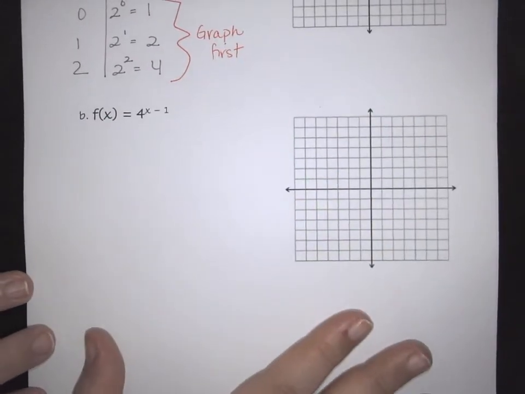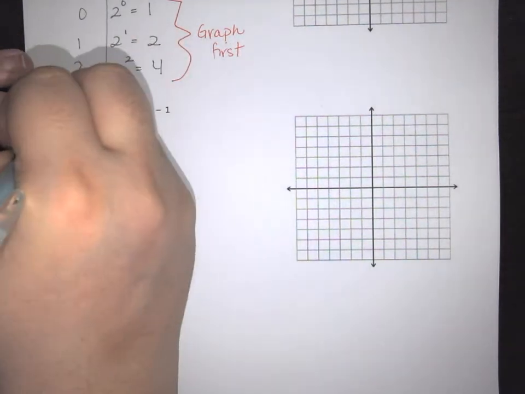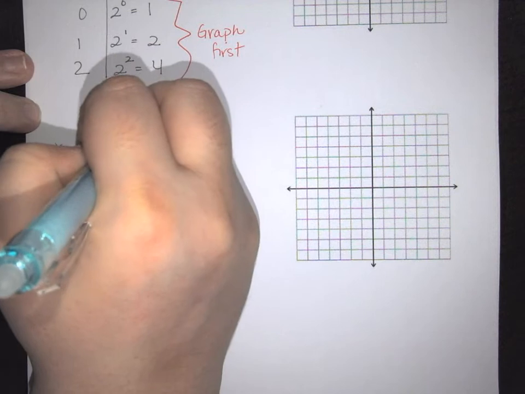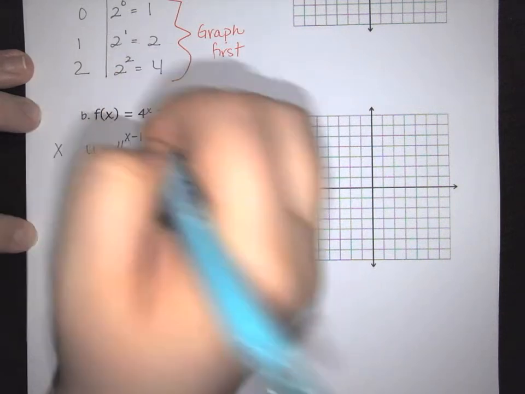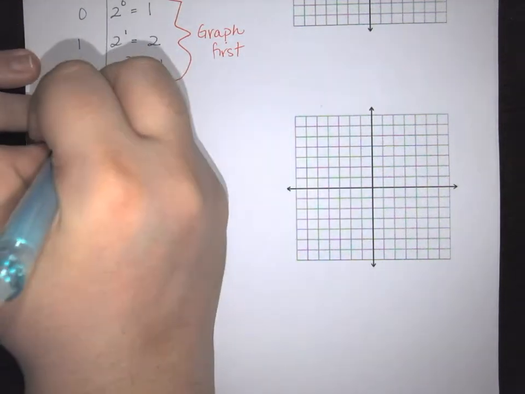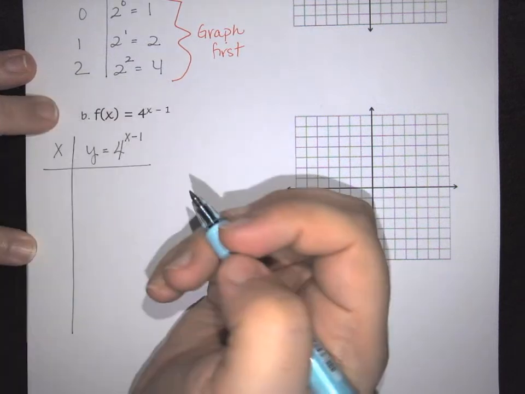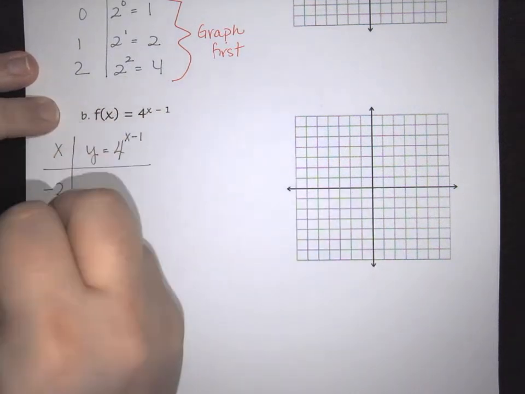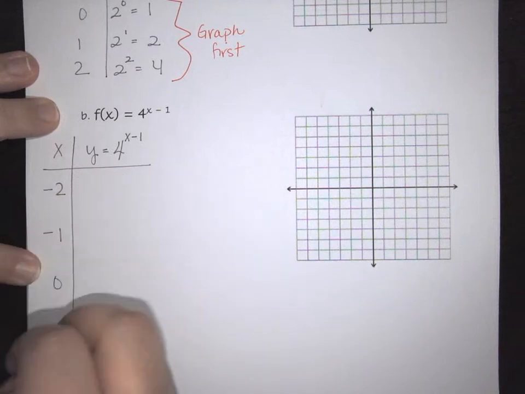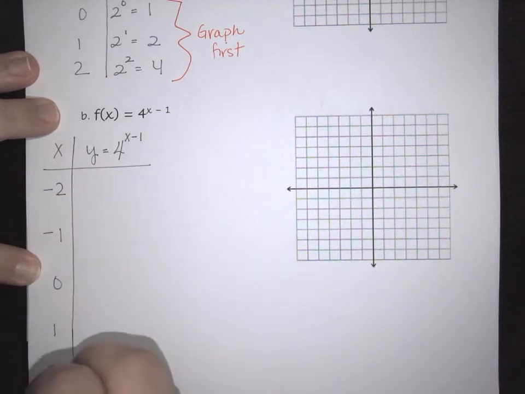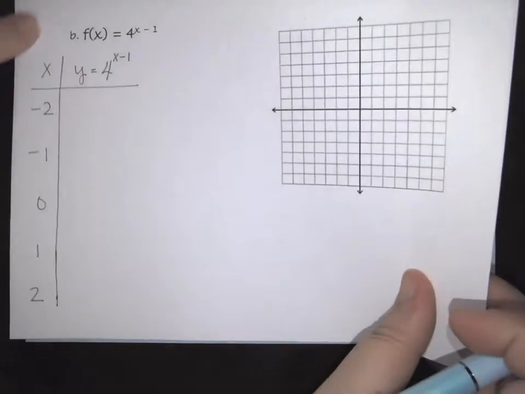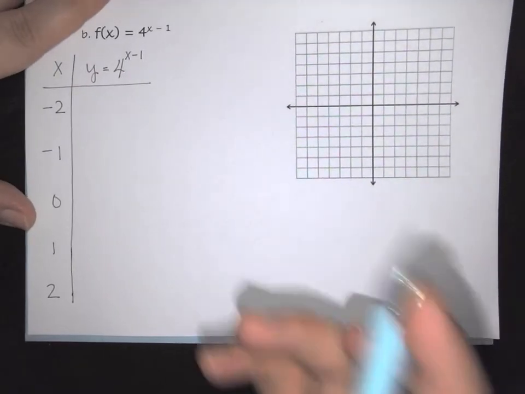All right, let's take a look at another one. So here we can go ahead and do the same. We can make an x and a y table, and this is going to be 4 to the x minus 1. And just like before, I'd use the same points. So we have -2, -1, 0, 1, and 2. I am making this table a little bit more spaced out just to give myself a little bit of room. And so here we're going to start.